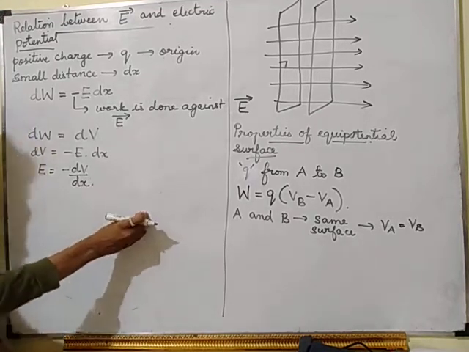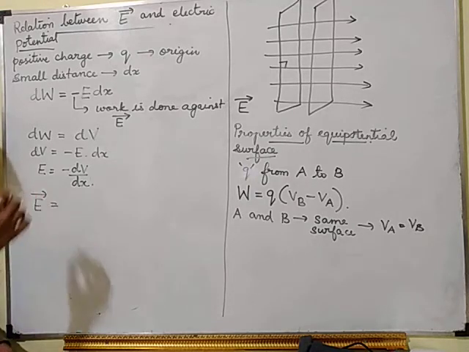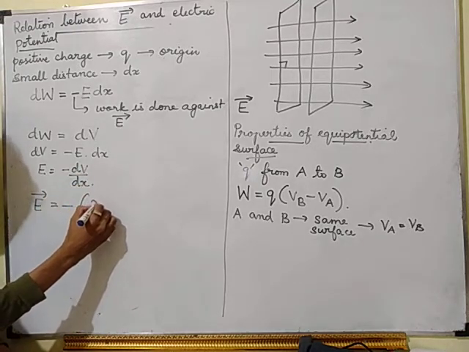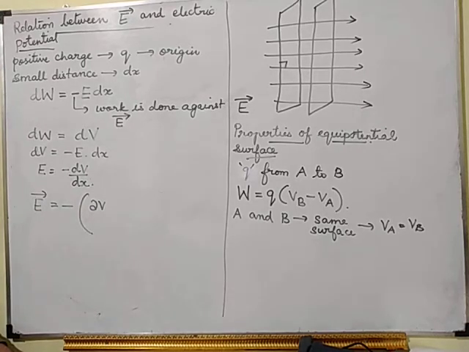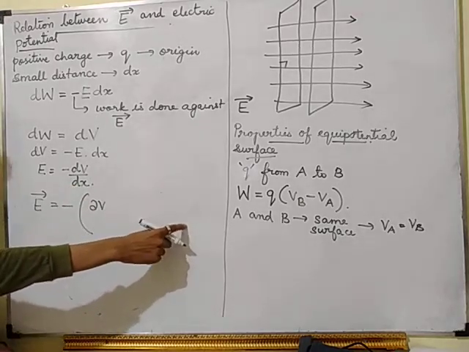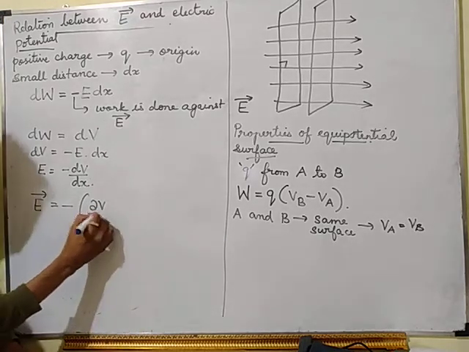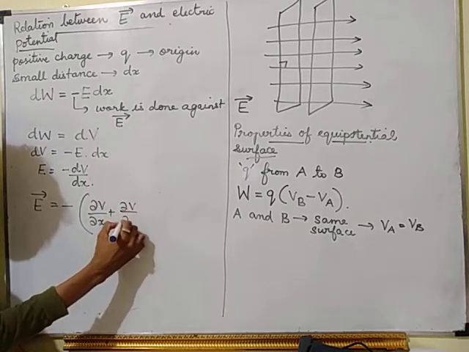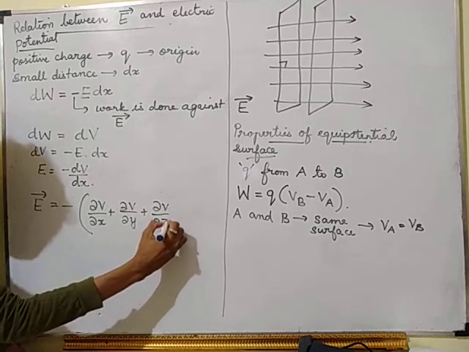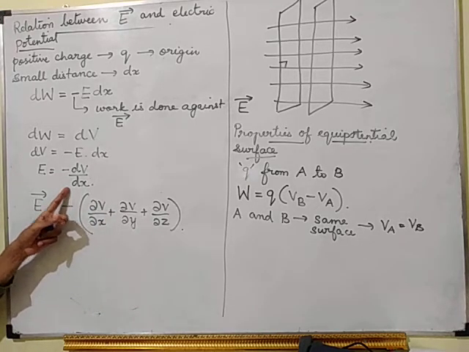If I move it along the x-axis, it is one dimension. Suppose I am moving it in three dimensions, then all three axes will come. Then what will be the electric field? Electric field is equal to minus dou V, and dou means partial differentiation. D means complete differentiation, used when only one axis is there. If there are three axes, we differentiate a little with respect to x, y and z. So dou V by dou x plus dou V by dou y plus dou V by dou z. Moving in a straight line is one dimension.